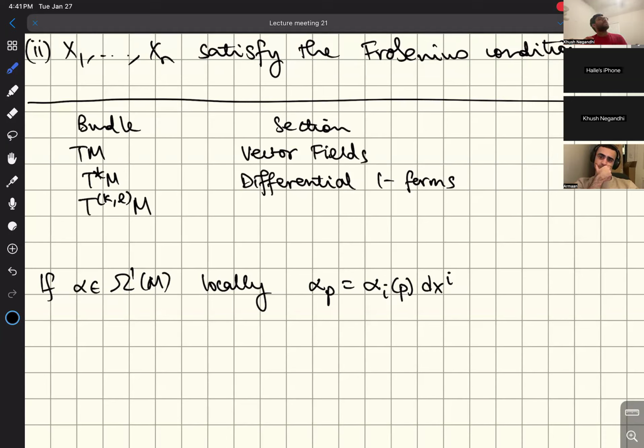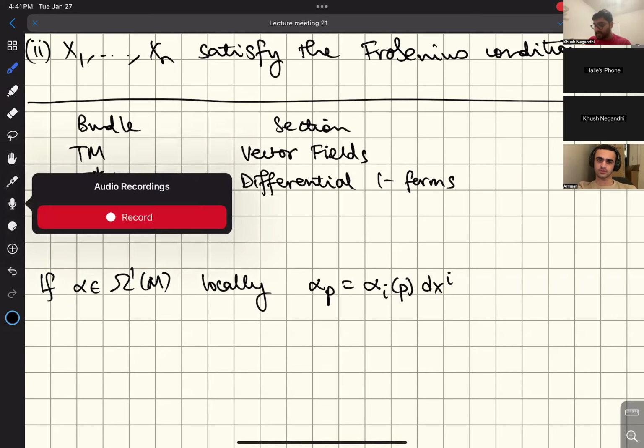That's not the right word, actually. At each point, I associate a linear function. And this linear function might change in space. Does that sort of help? Yeah, that's what I thought. So the one form is literally the linear functional on the tangent space, which is the vector field.